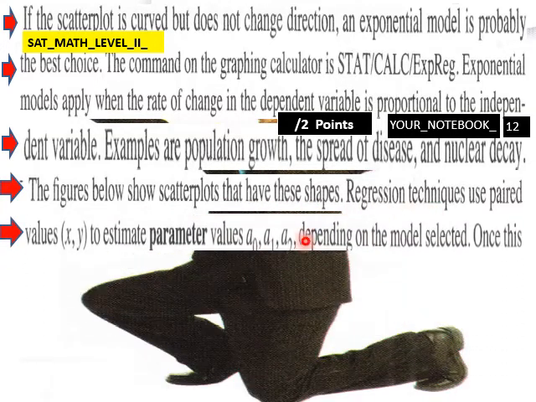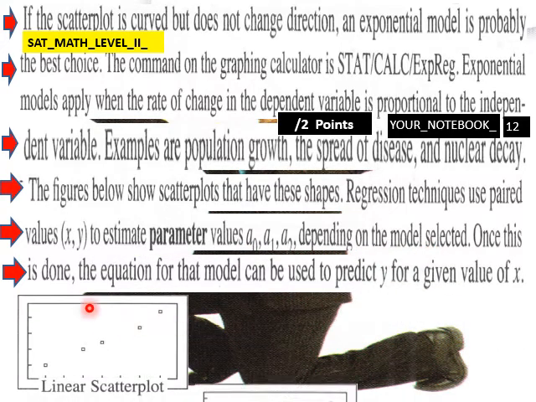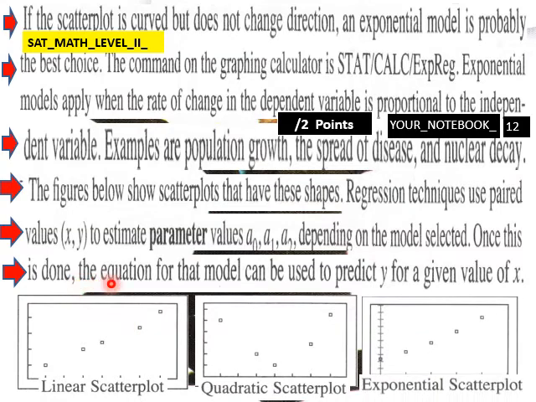Regression techniques use paired values, (x, y), to estimate the parameter values a0, a1, and a2, depending on the model selected. Once this is done, the equation of that model can be used to predict y for a given value of x. So here is our linear, basically a linear scatter plot. This would be a quadratic scatter plot. Then this would be, they call this an exponential scatter plot here.